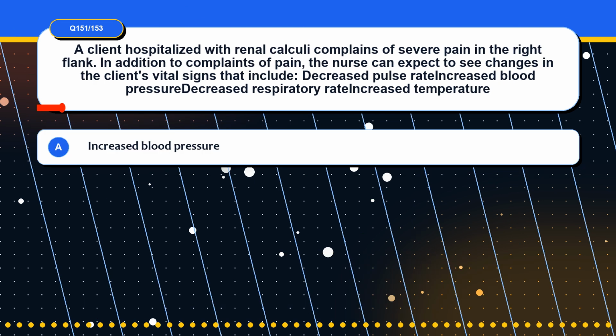Question 151. A client hospitalized with renal calculi complains of severe pain in the right flank. In addition to complaints of pain, the nurse can expect to see changes in the client's vital signs that include decreased pulse rate, increased blood pressure, decreased respiratory rate, increased temperature. Here are the options. Option A. Increased blood pressure.